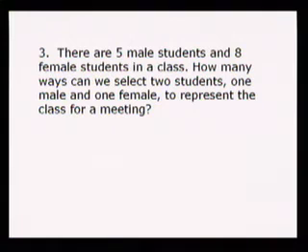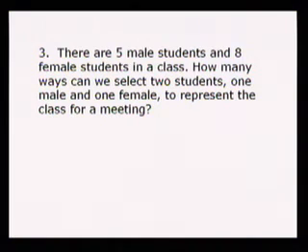How about this one? There are 5 male students and 8 female students. How many ways can one select 2 students, 1 male and 1 female? So you're forming a committee. And this committee has to have a male and a female. There are 5 male and 8 female. How many ways can you form this committee? 40. Yeah, okay. How do you do that?